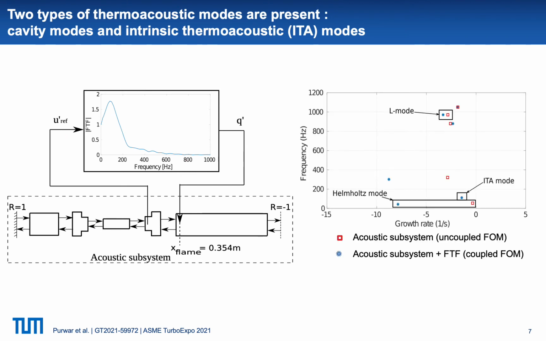We can compute the eigenmodes of this uncoupled acoustic subsystem and the system that is coupled with this flame transfer function. We can categorize the eigenmodes into two types, the cavity modes and the intrinsic thermoacoustic modes. We have identified two cavity modes marked as L mode and Helmholtz mode. These thermoacoustic cavity modes are closely related to the modes of the acoustic subsystem. The third mode is the intrinsic thermoacoustic mode.